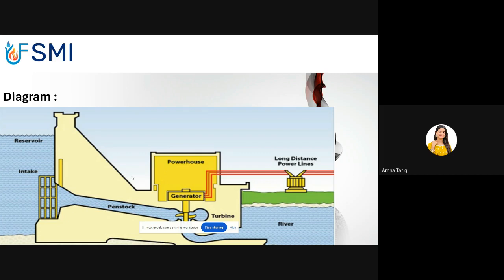After the turbine, the next step is the generator. The turbine shaft is connected to the shaft of a generator. As the turbine shaft spins, it spins the shaft of the generator, which converts the mechanical energy from the turbine into electrical energy. When mechanical energy is converted into electrical energy, the next step is the powerhouse.